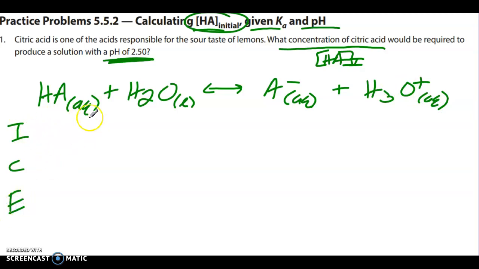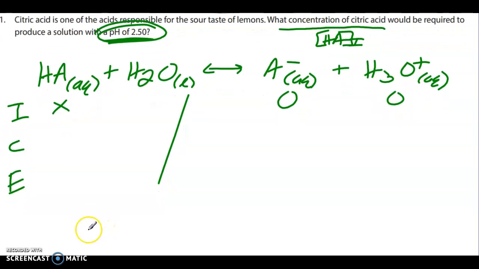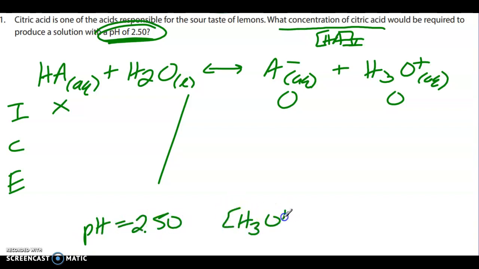So usually, like the practice problems we just looked at, we were given the initial, but in this case, this is what we're trying to solve for. So we don't care about our water. We start with 0, 0. Now, because they're giving us the pH of 2.5, in other words, what they're telling us is how much product is produced, right? So if I have a pH of 2.50, I can determine what the hydronium concentration is at equilibrium, which is like what we normally call our X value from before, right?